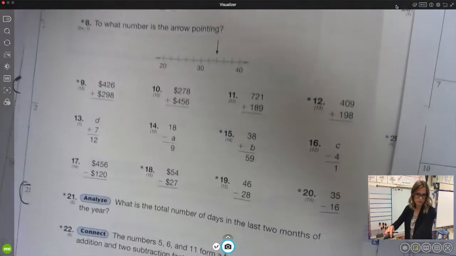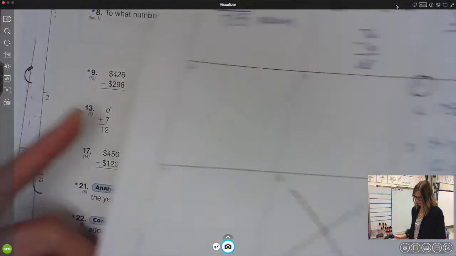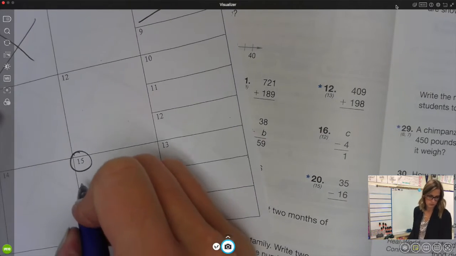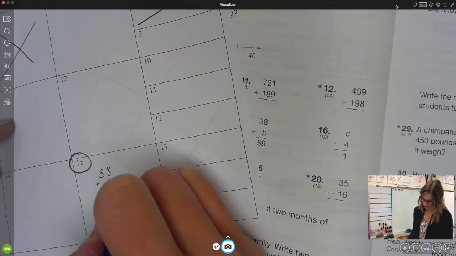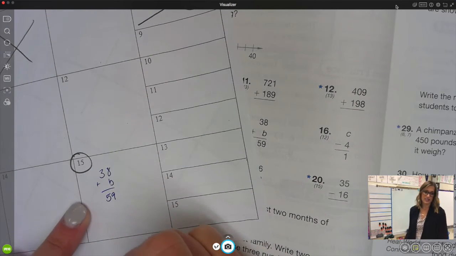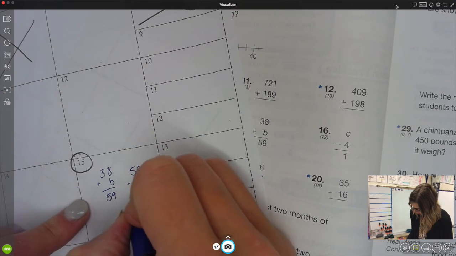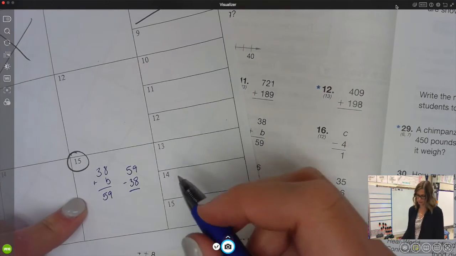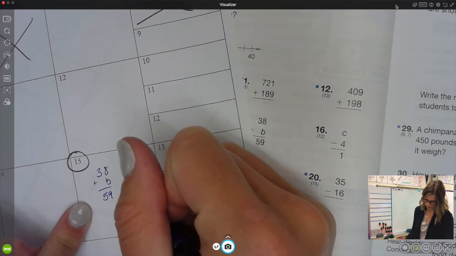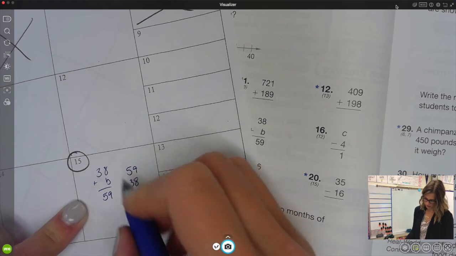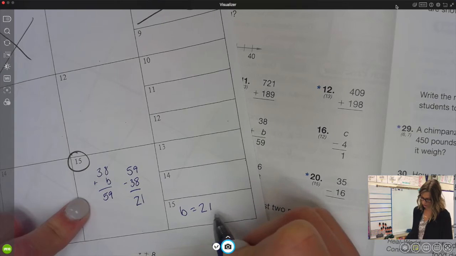Number 15 says 38 plus B equals 59. Missing number in an addition sentence. To find the answer, I subtract. So I do 59 minus 38. 9 minus 8 is 1. 5 minus 3 is 2. So we get B equals 21.